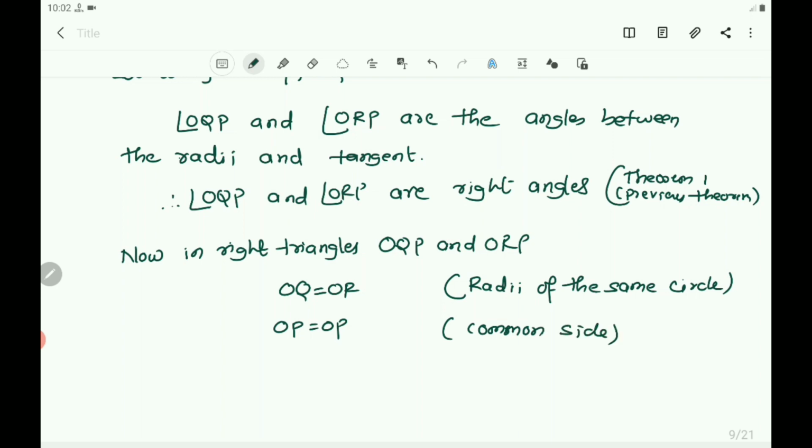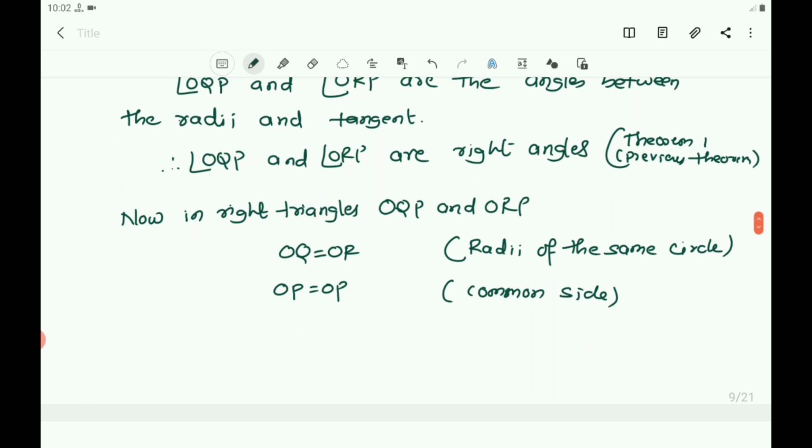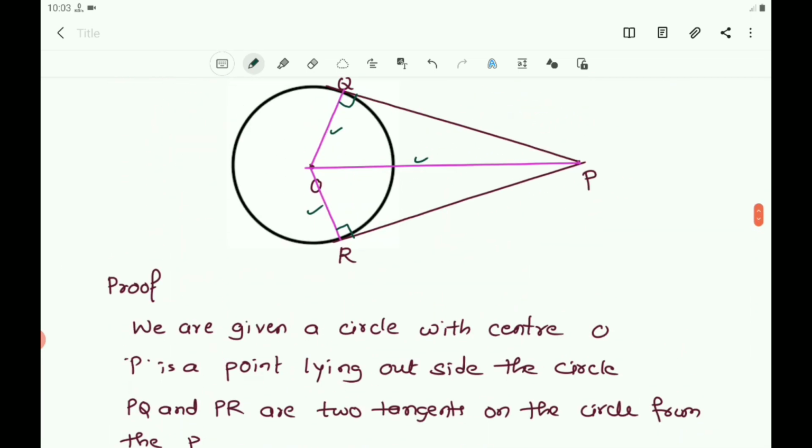So here, in a right angle triangle, if the hypotenuse and a side of one right angle triangle are equal to the corresponding hypotenuse and side of the other triangle, then those two triangles are congruent. So you can write that, therefore, right angle triangle OQP is congruent to right angle triangle ORP. Which congruence rule is used here? The RHS congruence rule. And once you get that the two triangles are congruent, all the corresponding parts are equal.